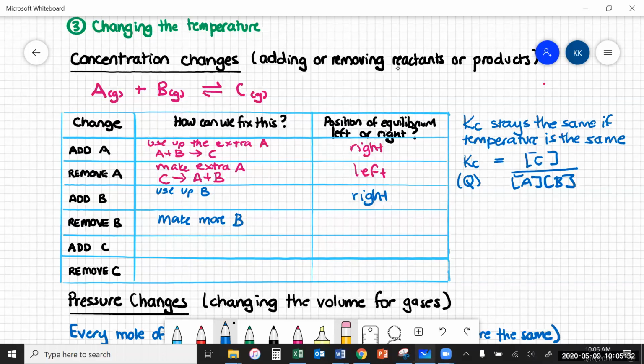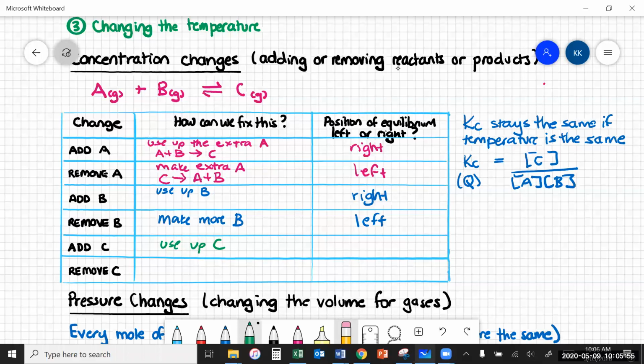And to make more B, you're going to have the position of equilibrium shifting to the left. Let's go and look at what happens if we fiddle with the other side of the equation. What about if we add C? Well, if we add C, our stress is now we've got too much C.